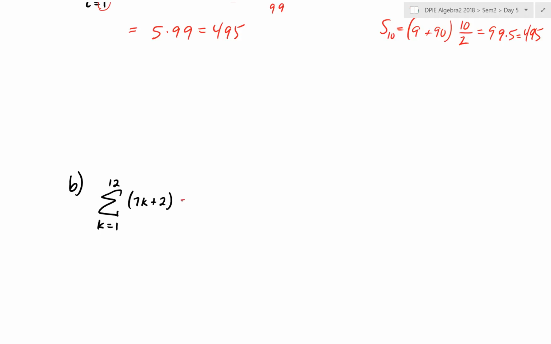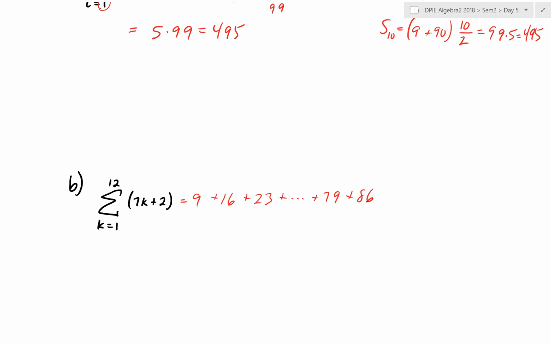So if I list out a few terms of this series, I would first plug in 1 and get 7 times 1 plus 2, so that is 9. And then plug in 2, I get 14 plus 2 is 16. Plug in 3, I get 21 plus 2 is 23, and so on and so on. And then the second to the last term, when I plug in 11, would be 77 plus 2 is 79. And then plug in 12. 7 times 12 is 84, plus 2 is 86.